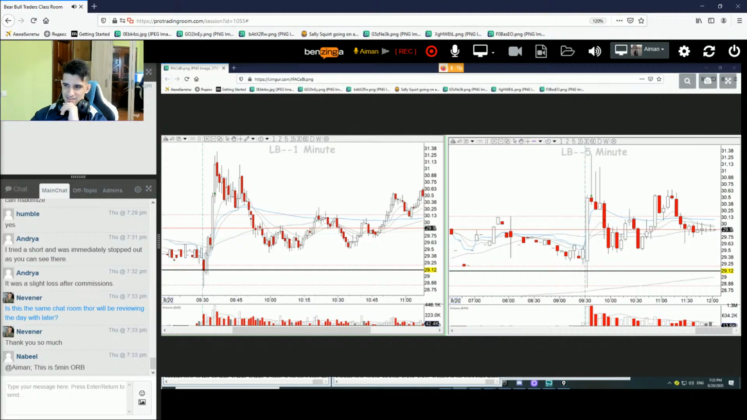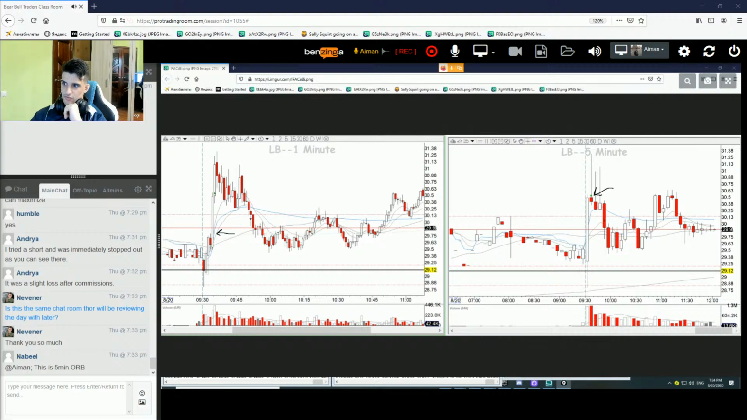Now, it is a 5-minute open range breakout. Why is it a 5-minute open range breakout? Because it broke the high of the 5-minute candle, but it's not a perfect 5-minute open range breakout. If you took it here for maybe a 2 or 3 minute open range breakout, this would have been good.